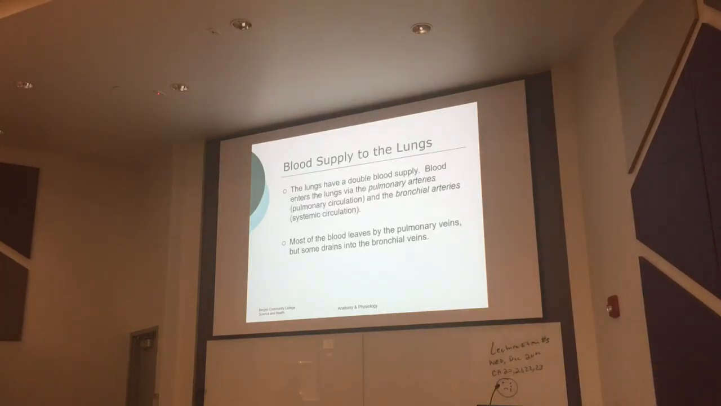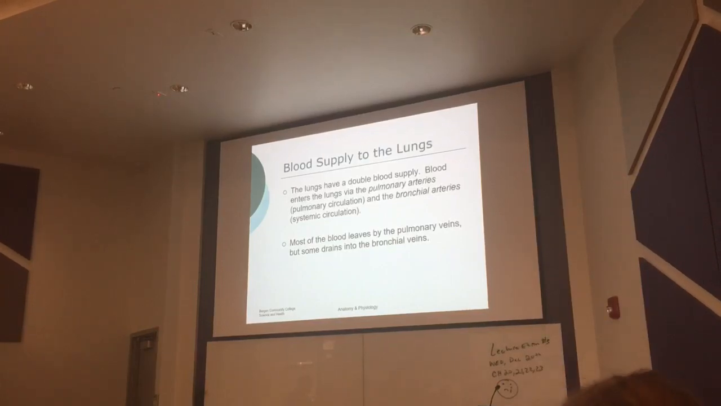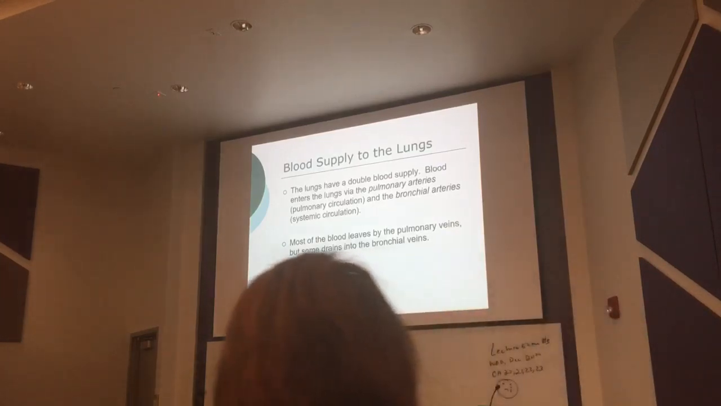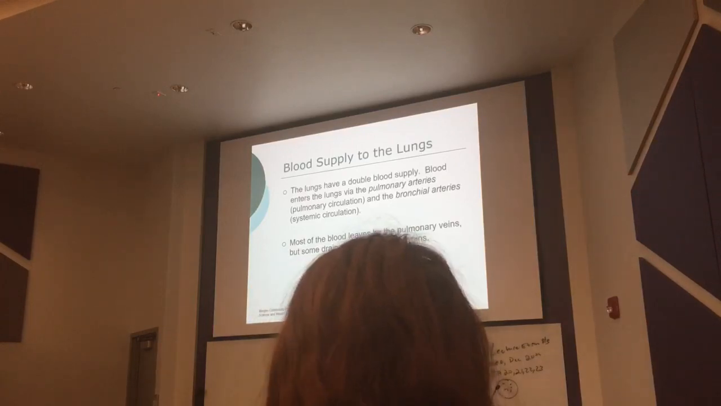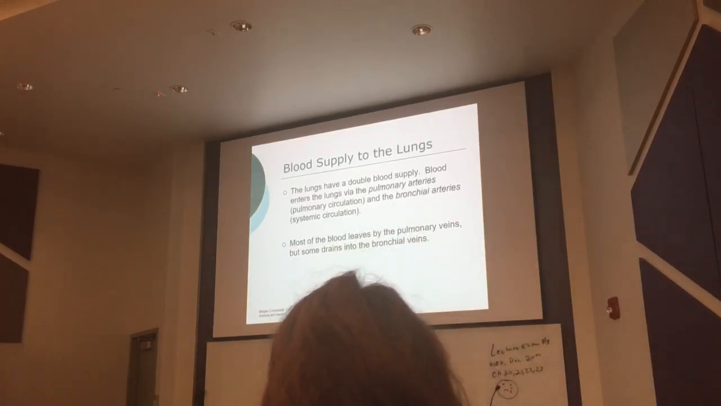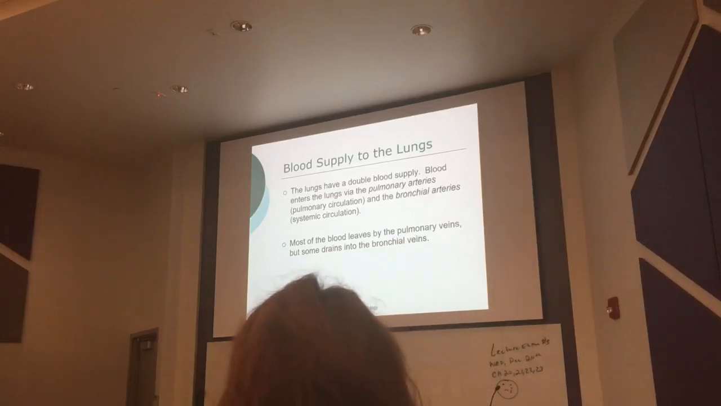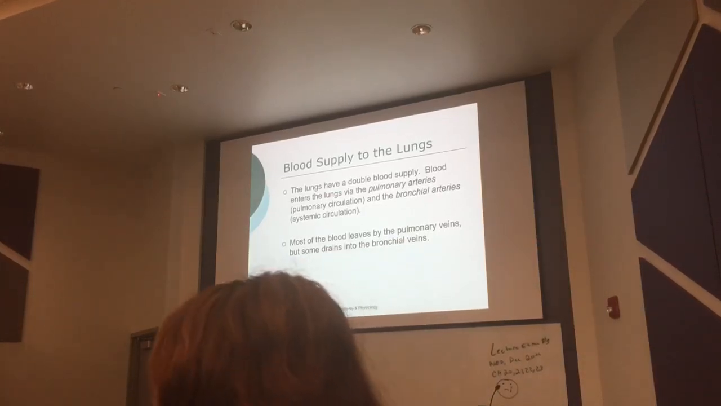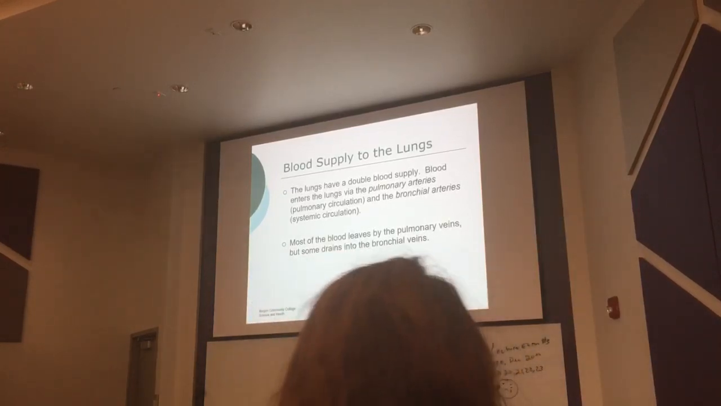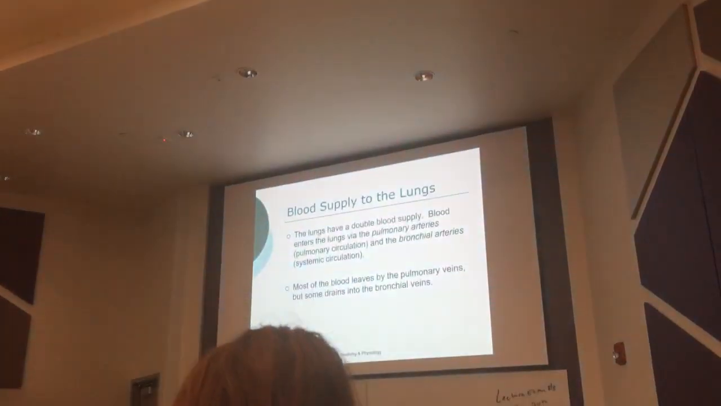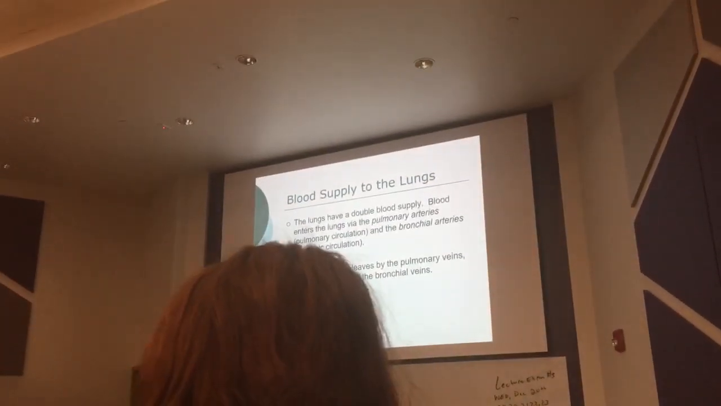The lungs have a double blood supply. Pulmonary circulation is the pulmonary arteries and pulmonary veins. But we also have to bring oxygen to the lung tissue and get rid of CO2 from the lung tissue. That's where the bronchial arteries and veins come in. It's just like the heart: we have cardiac circulation, the blood going through the chambers, but we have to oxygenate those tissues. So the right and left coronary arteries bring oxygenated blood to the heart tissue, and the coronary sinus takes blood away from the heart tissue.